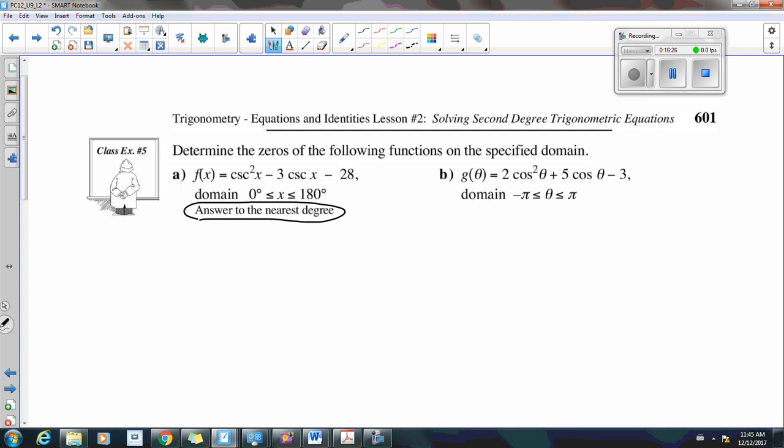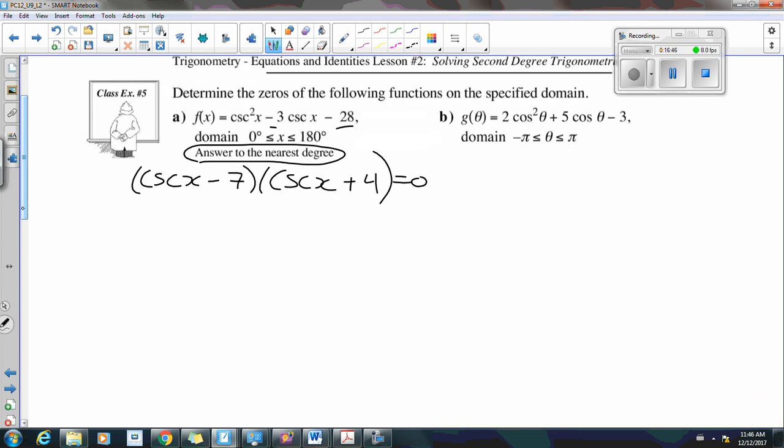So I need to factor this. We did factor it at the beginning. So we're multiplying to negative 28 and adding to negative 3. So that gives us this. And we're looking for the 0, so we're going to make it equal 0. We now need to find the 0 of each factor. So we get cosecant x equals 7.